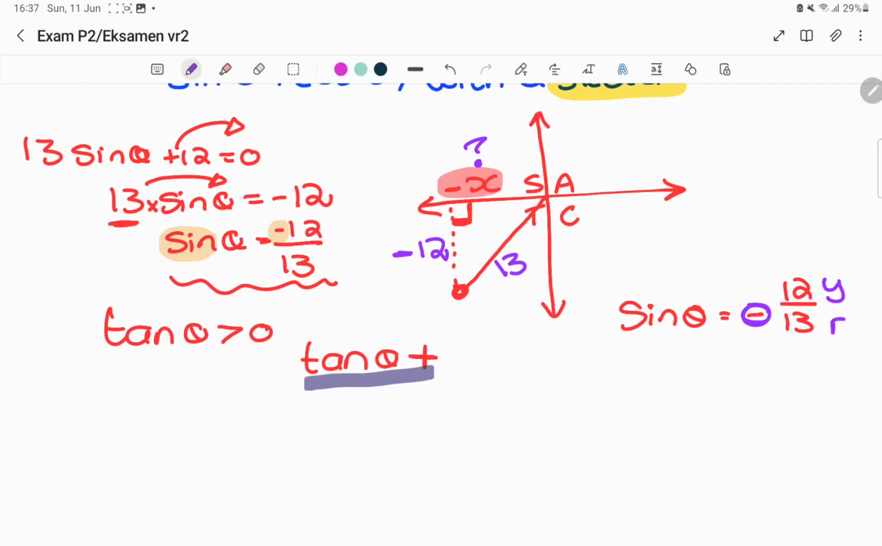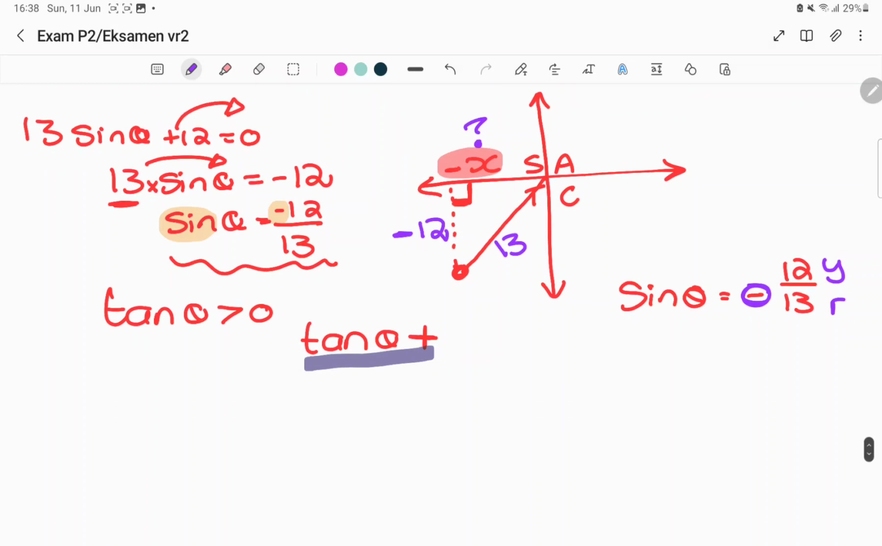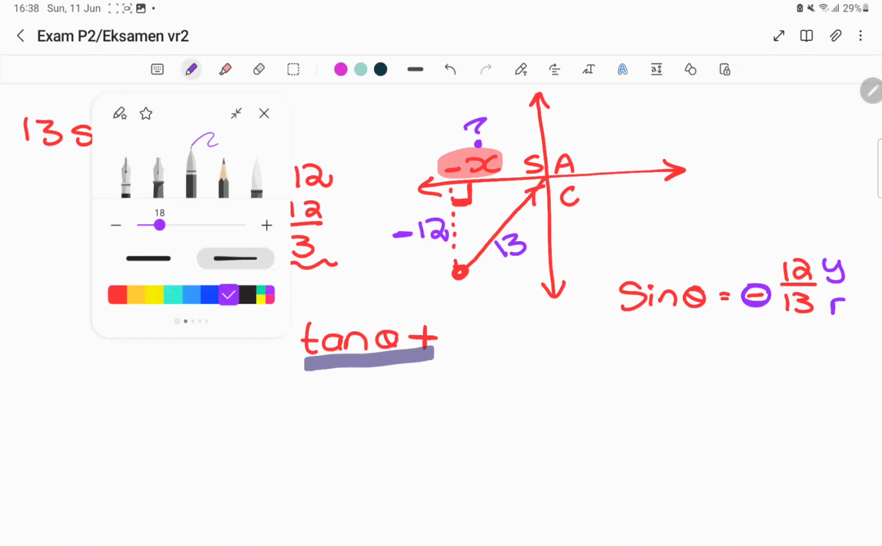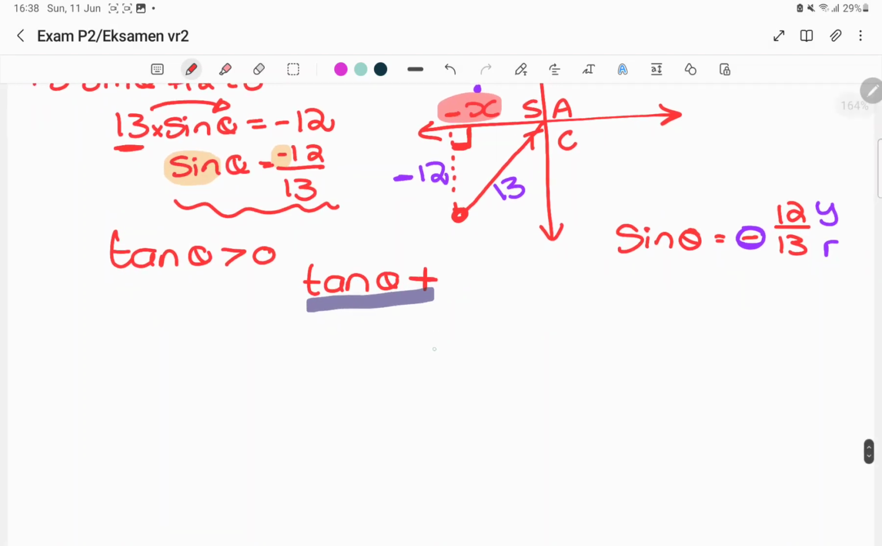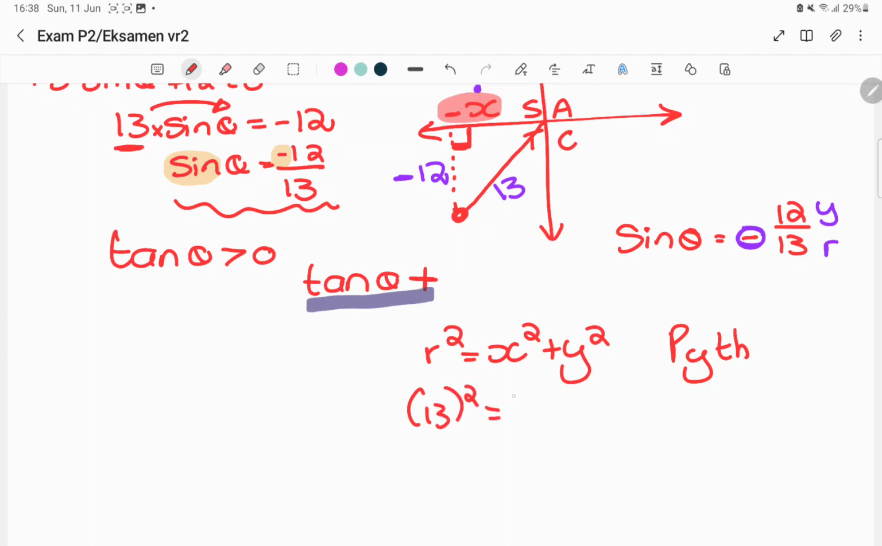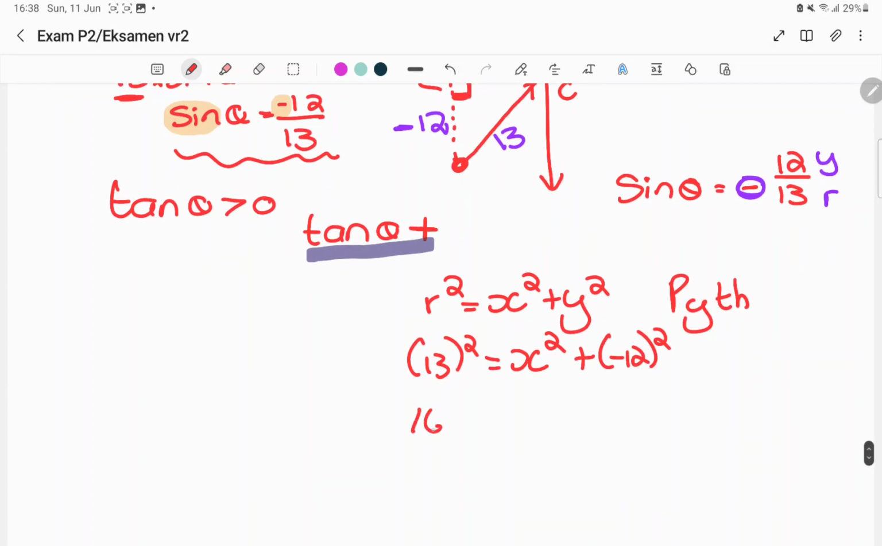So no matter what you need, the next thing you have to do is calculate that third side. And we're always going to do it by making use of Pythagoras' theorem. So it's going to be r squared equals x squared plus y squared. My r value is 13, my x value is unknown to me at this point, and my y value is negative 12. Putting this in, I get 169 equals x squared plus 144.